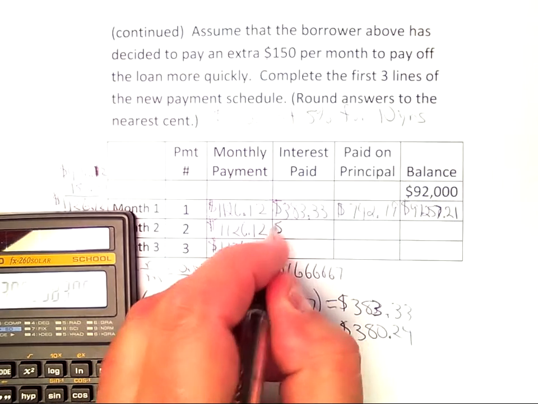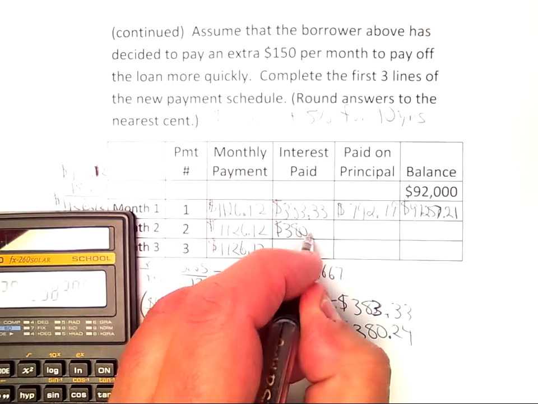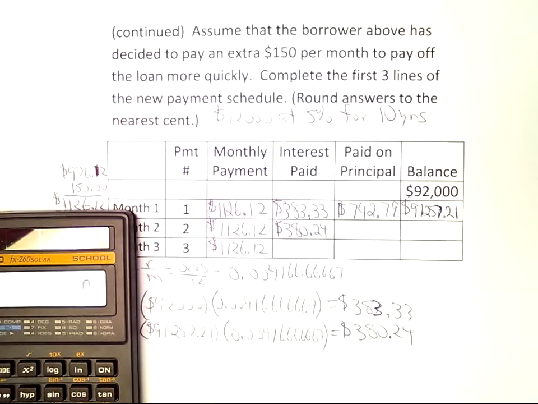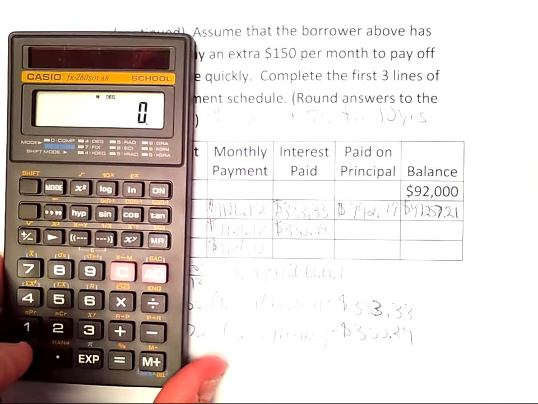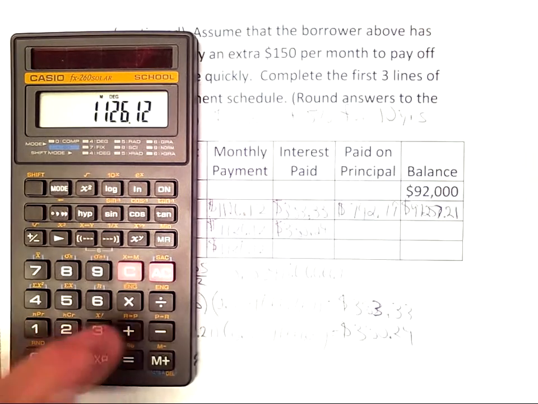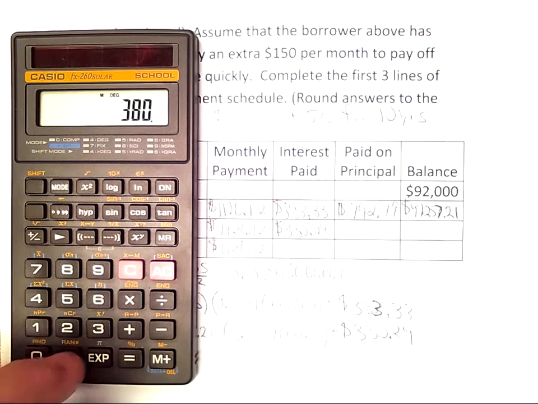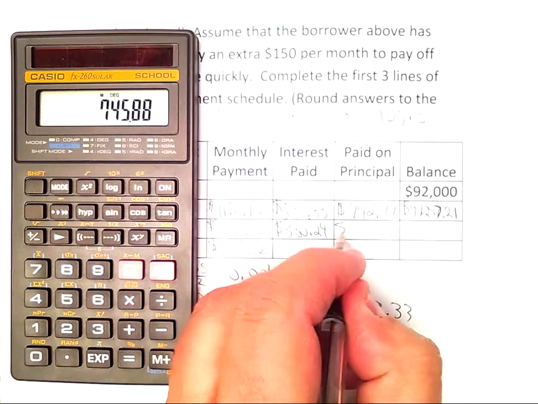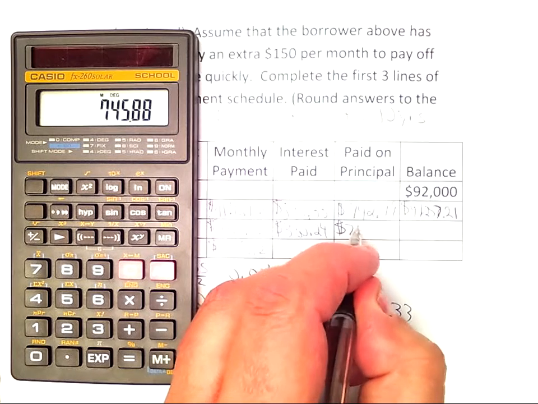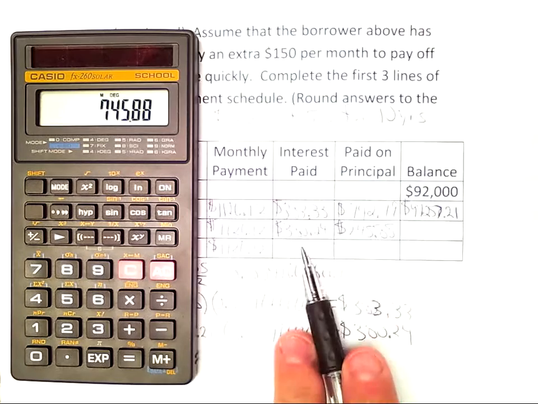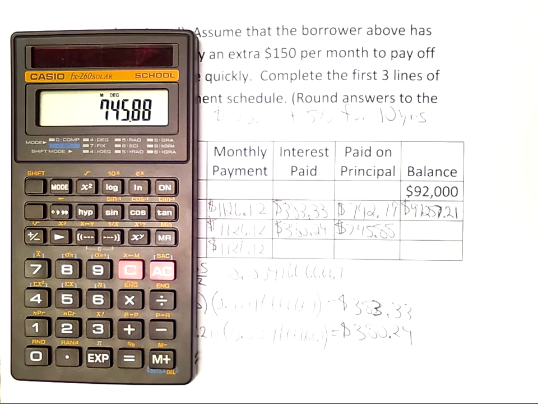Okay, so now I've got $380.24, and the paid on principal is just the difference between those two numbers. So if I take 1126.12 and subtract 380.24, I get $745.88. Notice that the amount of interest paid is going down, the amount paid on principal is going up. That is as it should be.